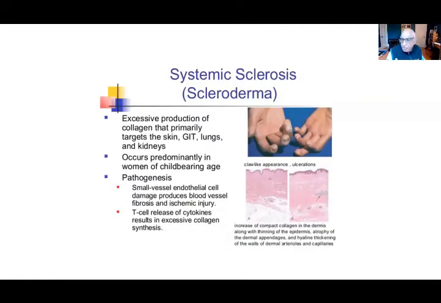So systemic sclerosis or scleroderma is a very bad disease. It reduces the lifespan of women who have it by 20, 25 years sometimes. And it occurs predominantly in women of childbearing age. If you see a patient, it's a very severe disease affecting almost every organ you think of. But we worry most about things like the lung, the kidneys, the gut, and the skin.